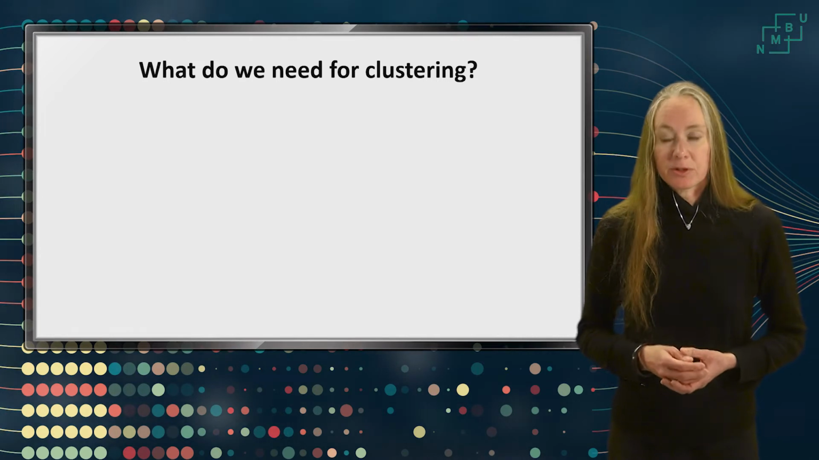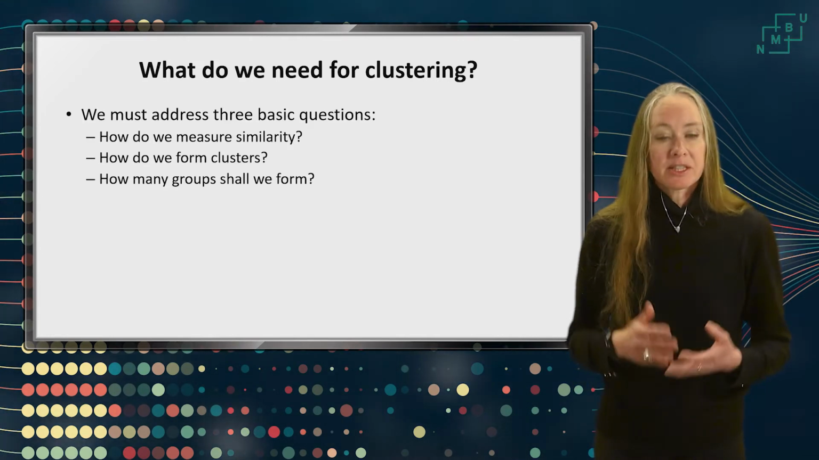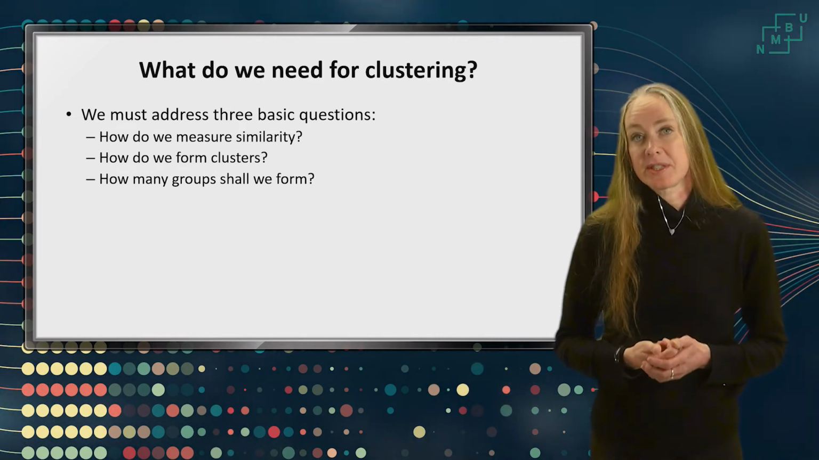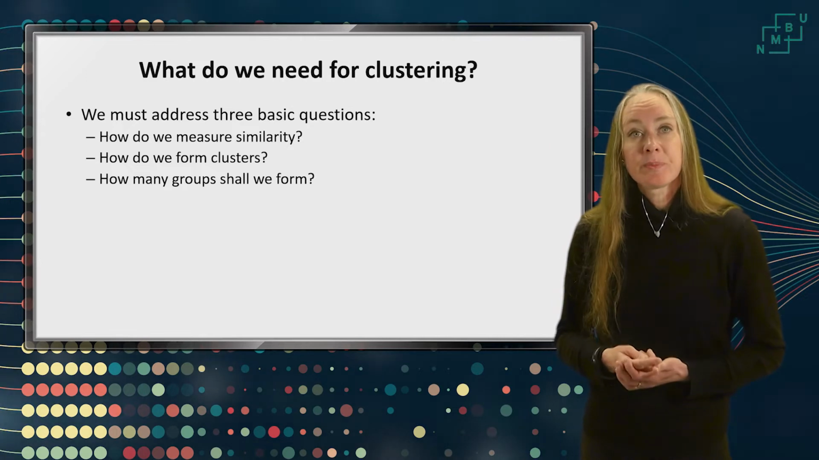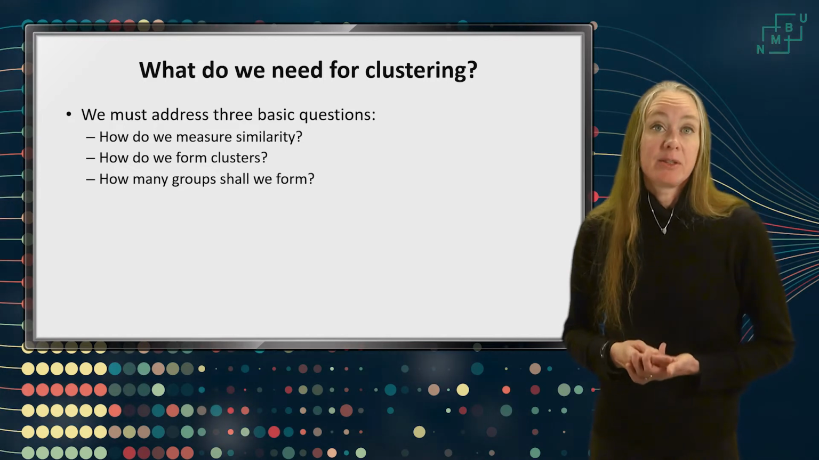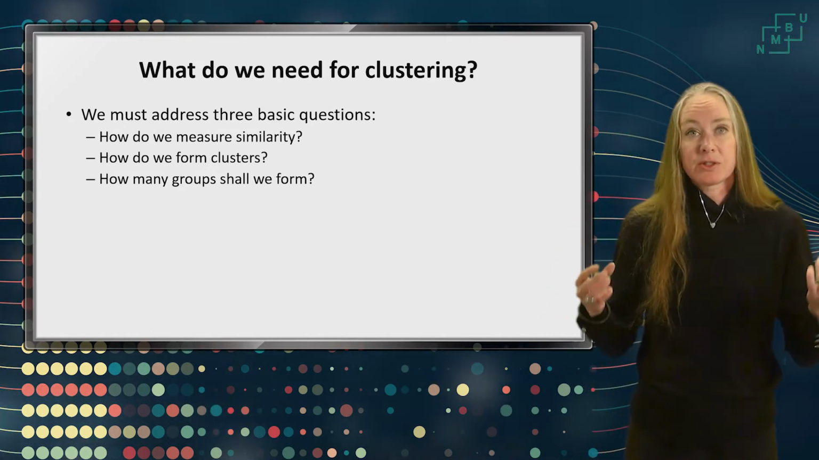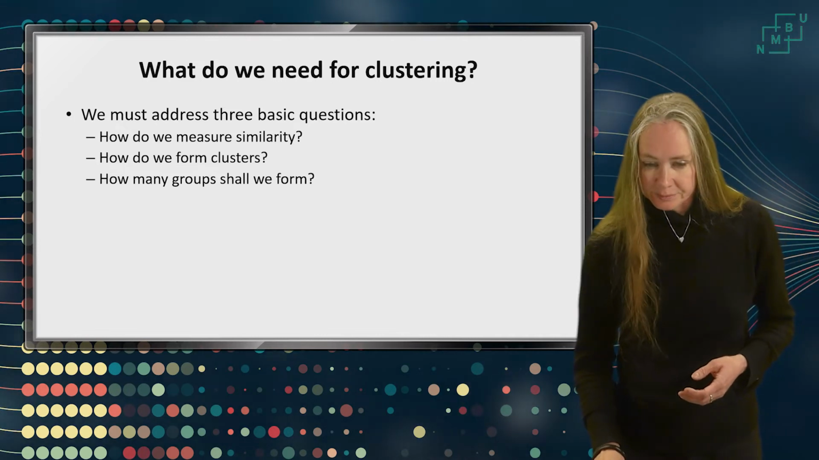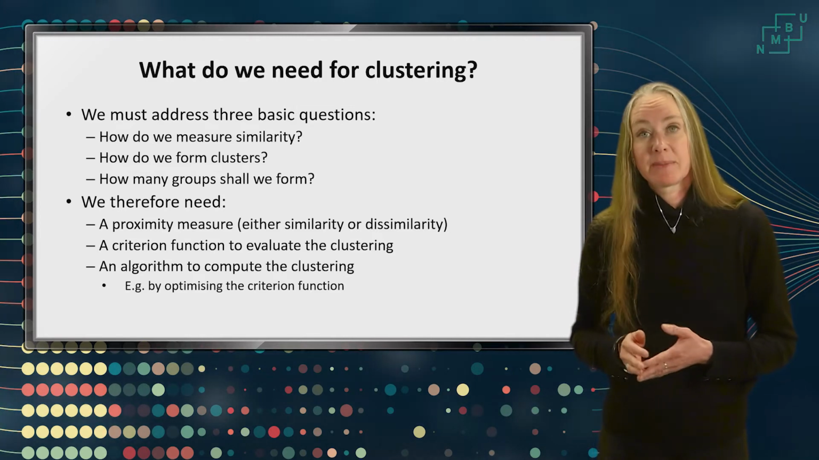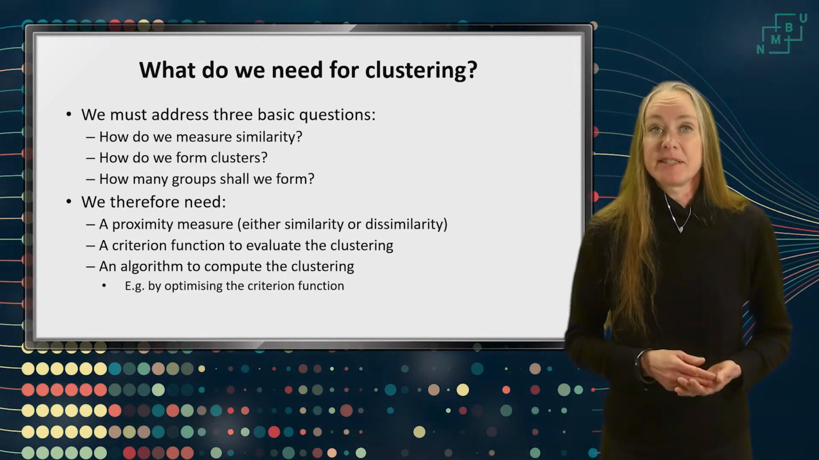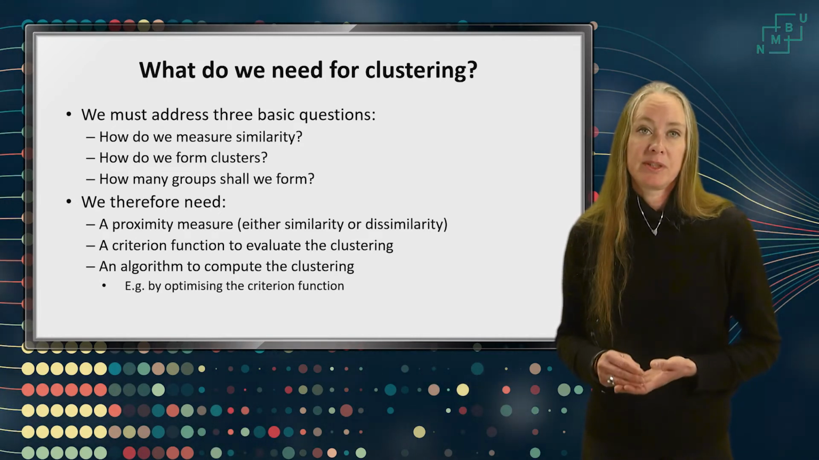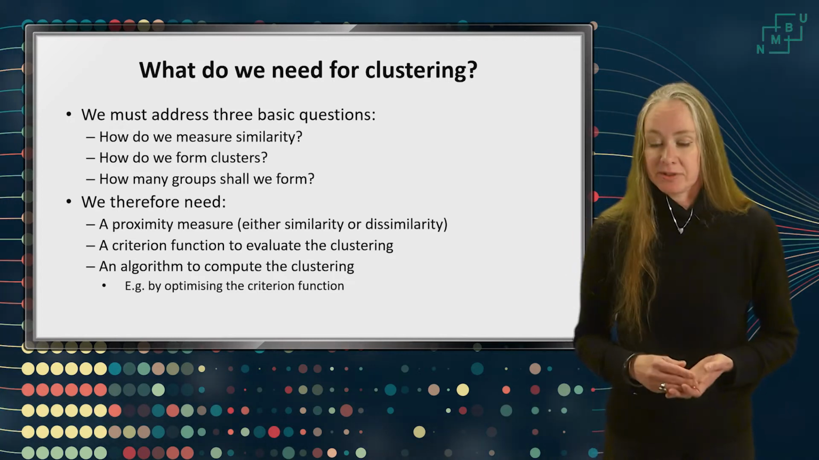So what do we need for clustering? Well, in clustering, we must address three basic questions. One, how do we measure similarity between the samples? Two, how do we form the clusters? And three, how many groups shall we form? How many clusters are there in the data? We therefore need a proximity measure, either based on the similarity or dissimilarity between the samples. We need a criterion function in order to evaluate the clustering, and we need an algorithm to compute the clustering, for example, by optimizing the criterion function.